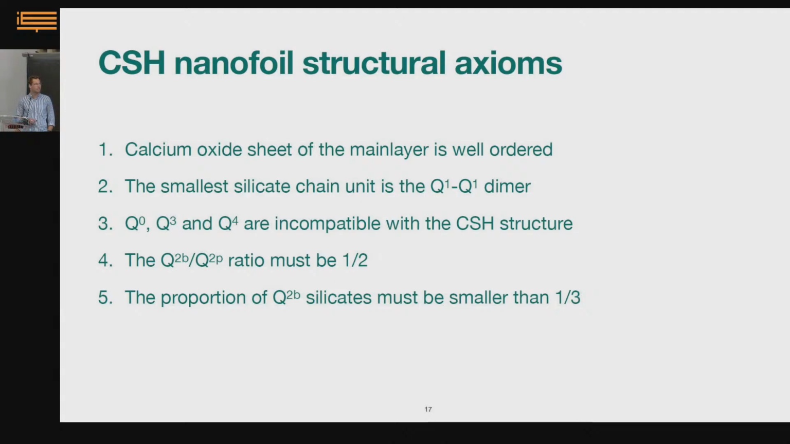And that's an easy check if your CSH is actually CSH, because a lot of times you can see in the literature NMR data where the ratio is not 2, which suggests a different material next to CSH. And the proportion of Q2B silicates must be smaller than 1/3. So 1/3 it is if you have a proper Tobermorite structure where all the Q2B silicates are present, but otherwise it needs to be less.